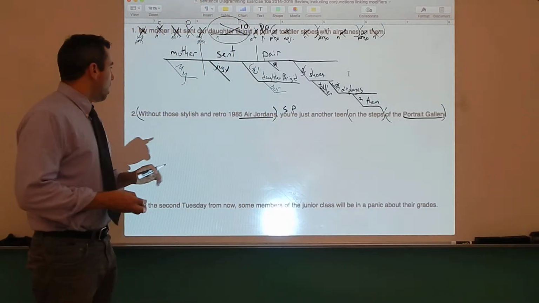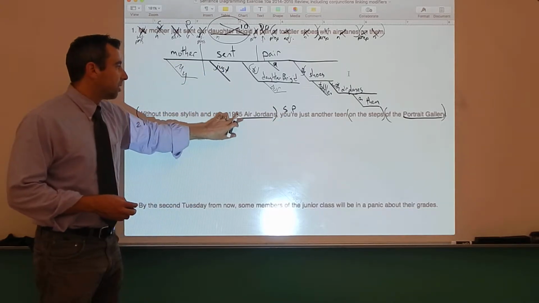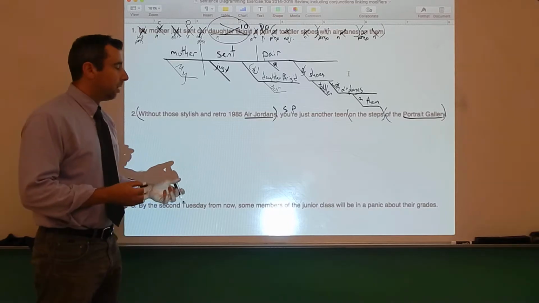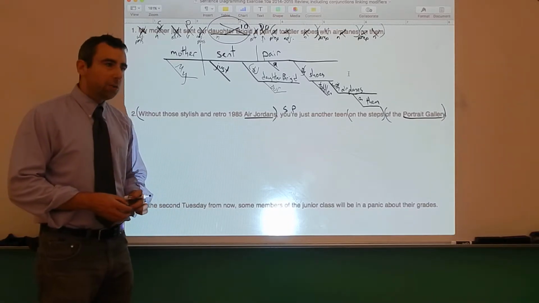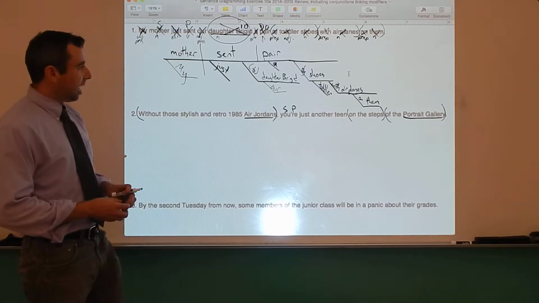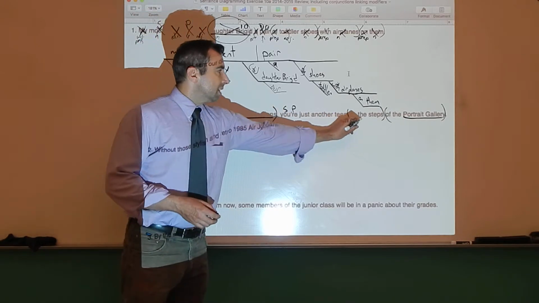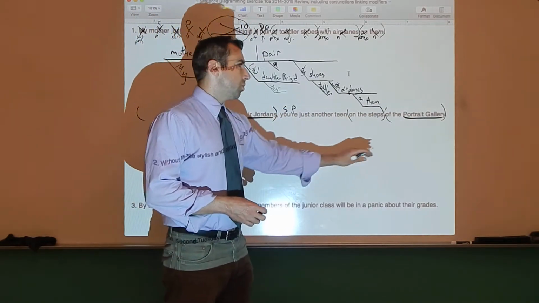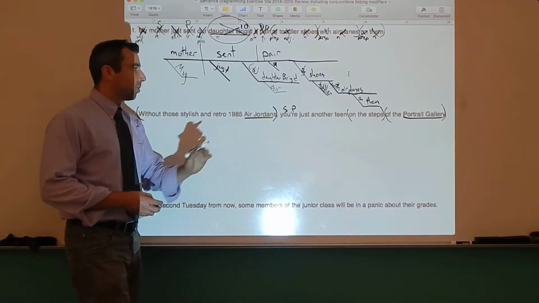Okay, here we are. One prepositional phrase is without those stylish and retro 1985 Air Jordans. And I hope that you're able to tell that Air Jordans is a proper name. If you can't, what rock have you been hiding under since I was in middle school? On the steps is a prepositional phrase. Of the portrait gallery is a prepositional phrase. I hope you can tell that portrait gallery is a proper noun. That too can be treated as a single word, just like Air Jordans.